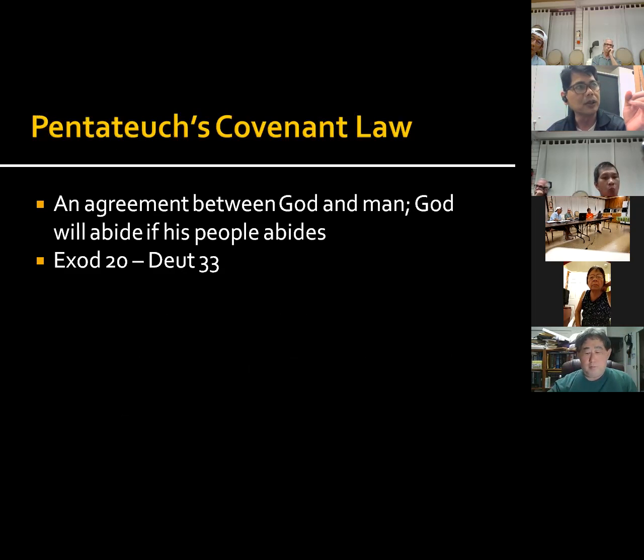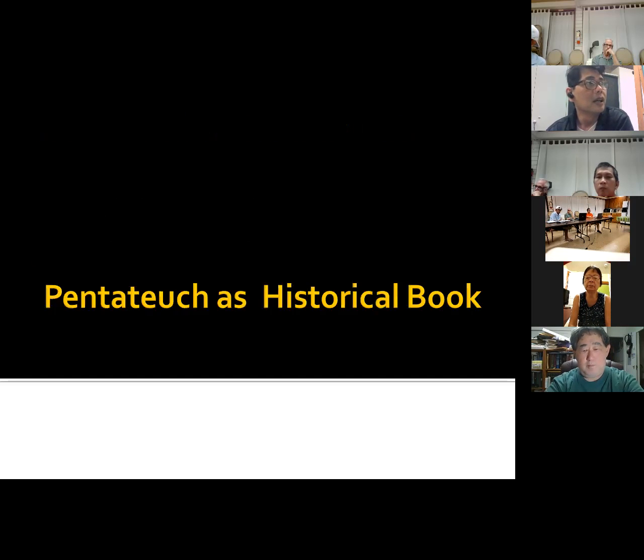From Exodus chapter 20 to Deuteronomy chapter 33 is pretty much a covenantal law feature that was given to man. So Moses writing this should not be surprising. I think this is where my PowerPoint would stop.